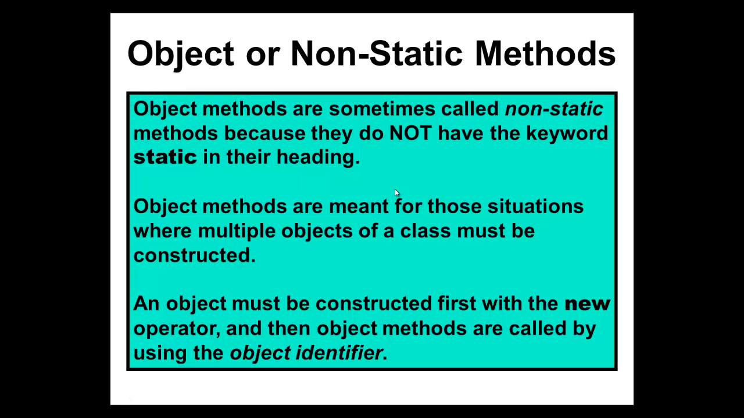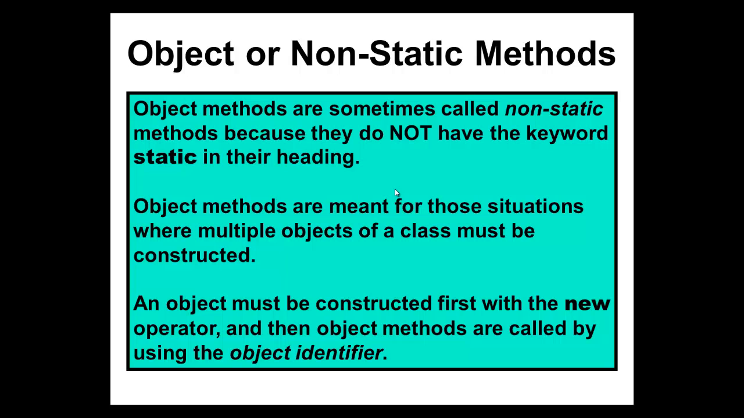Now, object or non-static methods are sometimes called, well, non-static methods. They don't have the static keyword in their heading. And recall, this is where a lot of our things have been. Go back to phone company. Those are non-static methods so that every time we needed a new utility company, we could create an object and have it stand for them. Object methods are meant for those situations where multiple objects of a class must be constructed. Going back to the bank class, you might have multiple accounts. Our example in class used Tom and Sue, as you can see on the prior slides.